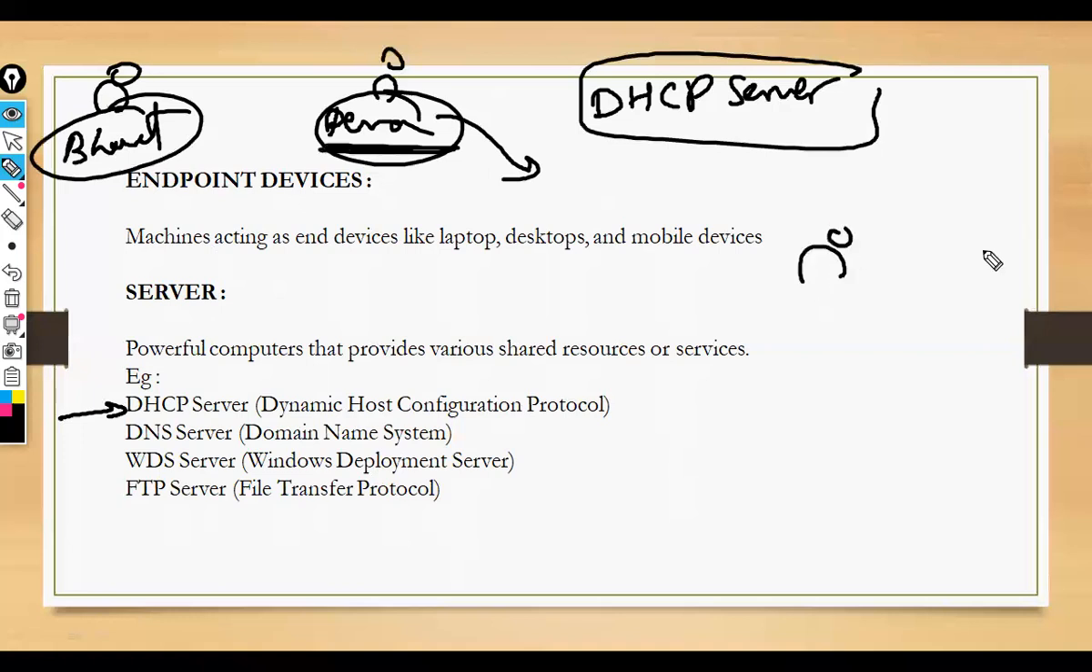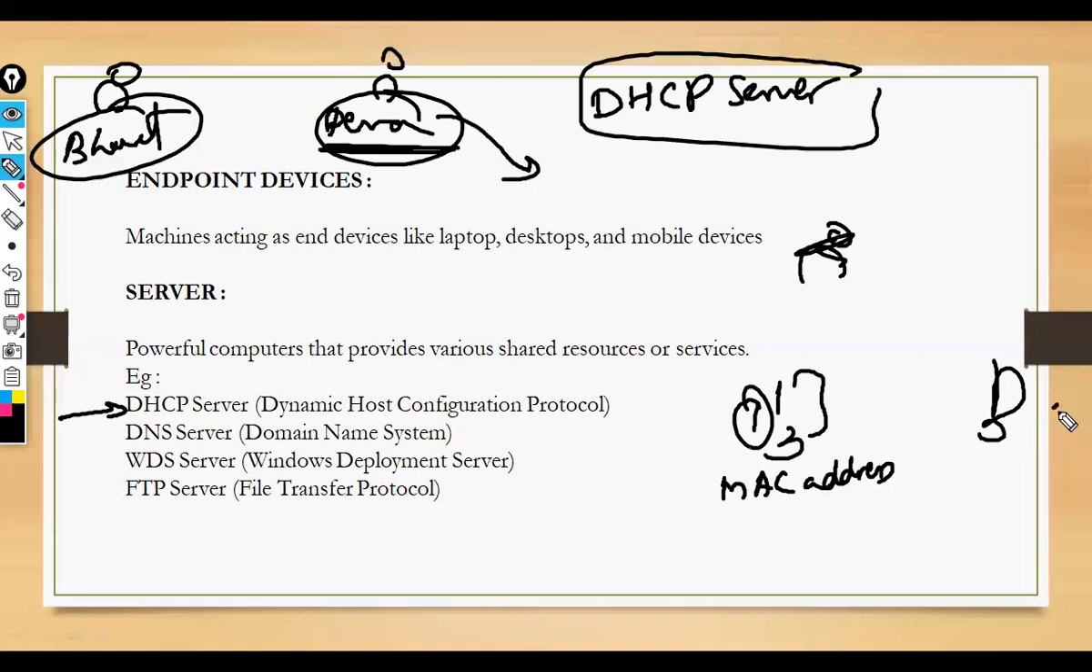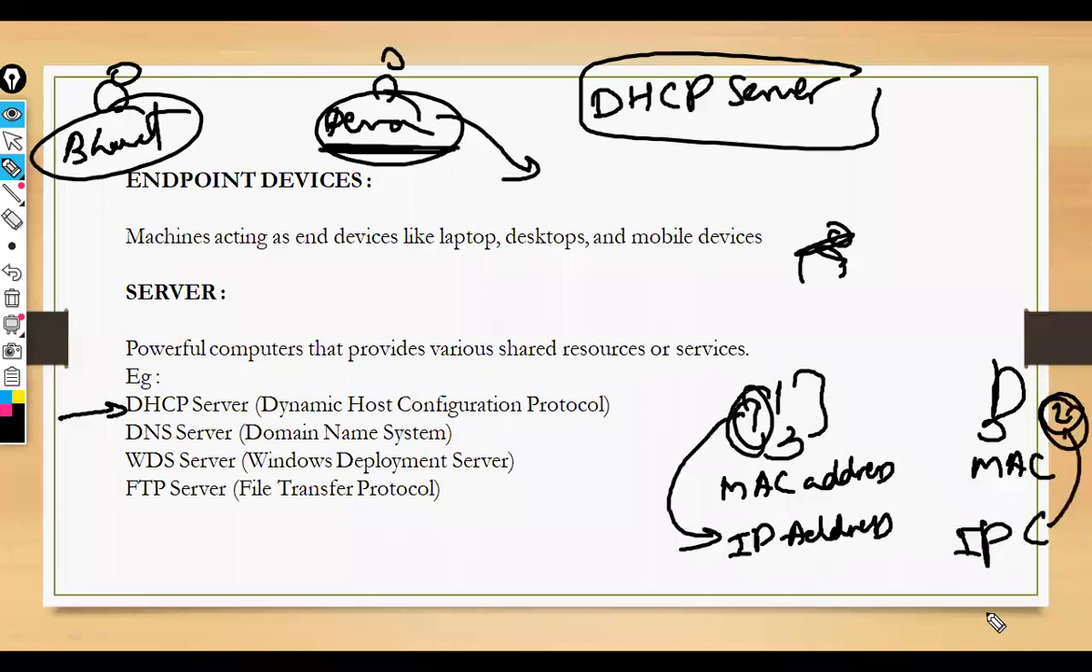Similarly, the computer doesn't have a name, but it has certain addresses. One such address is the MAC address. Computer one has a MAC address, and computer two also has a MAC address. Another such address is the IP address. Computer one will have an IP address, and computer two will also have an IP address. For communication, we'll be utilizing these IP addresses. Later I'll tell you the difference between MAC address and IP address, but now we are not going to go into that.